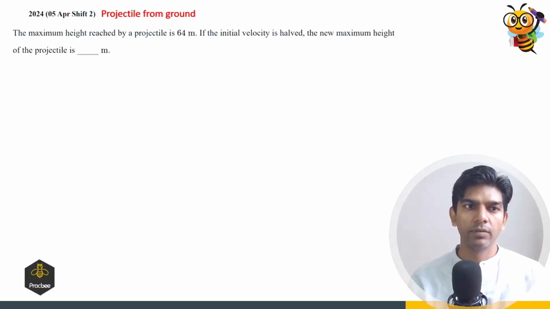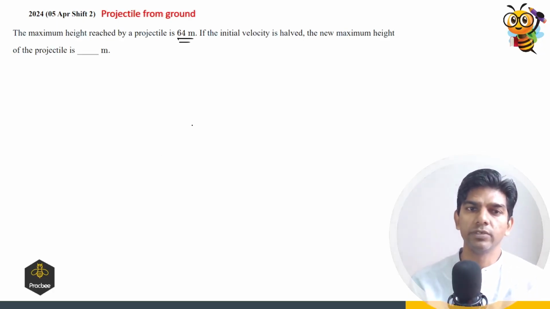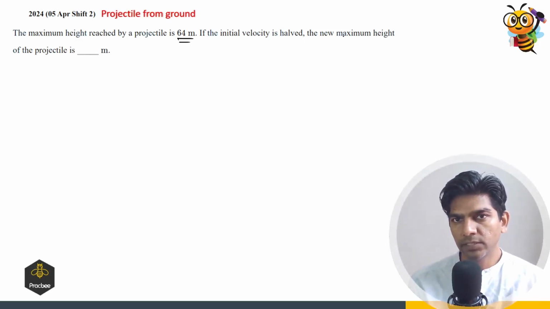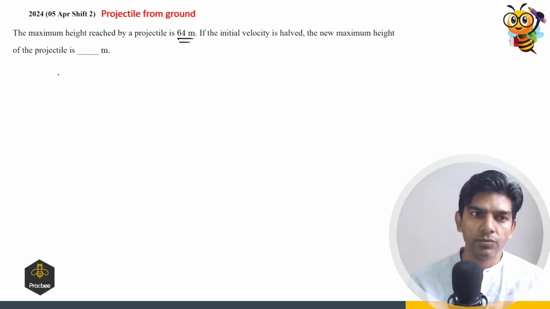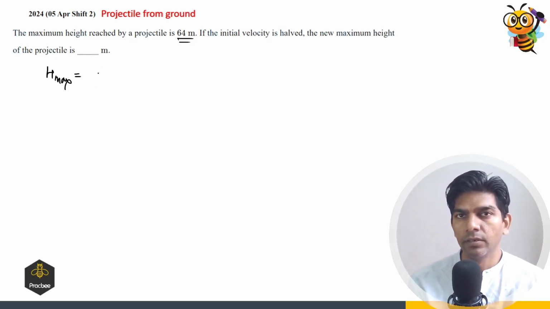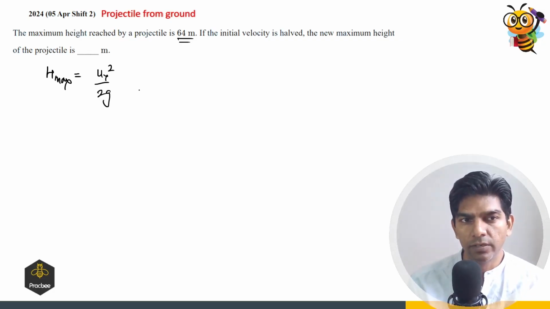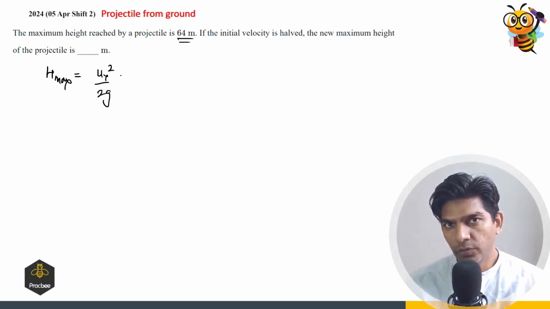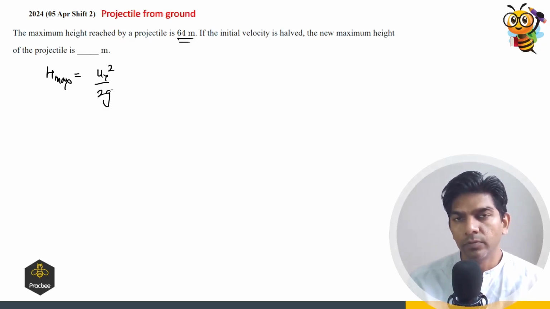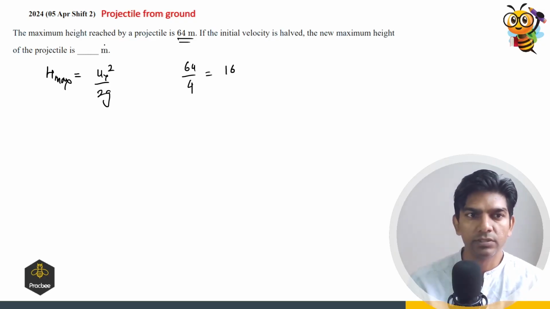Now let us see this question. The maximum height reached by the projectile is 64 meters. If the initial velocity is halved, the maximum height of the projectile is. So we know that h max, suppose if we're throwing the projectile in the vertically upward direction, it is basically uy square by 2g, where uy is the velocity in the upward direction. Now if the velocity is halved, since h max is directly proportional to square of the velocity in the vertical direction, right? So we can say if we halve the velocity, the h max will become 1/4. So 64 divided by 4, that will be 16. So 16 is the answer of this question.